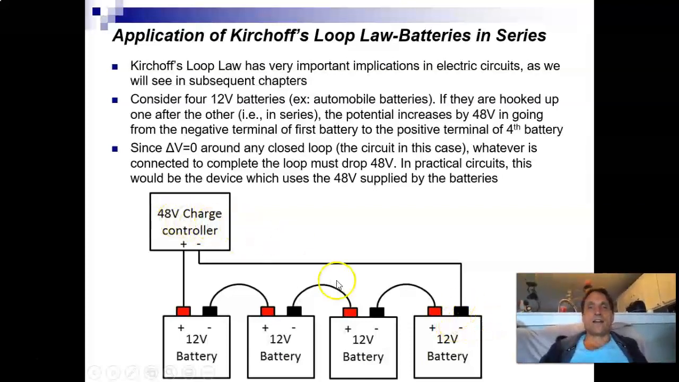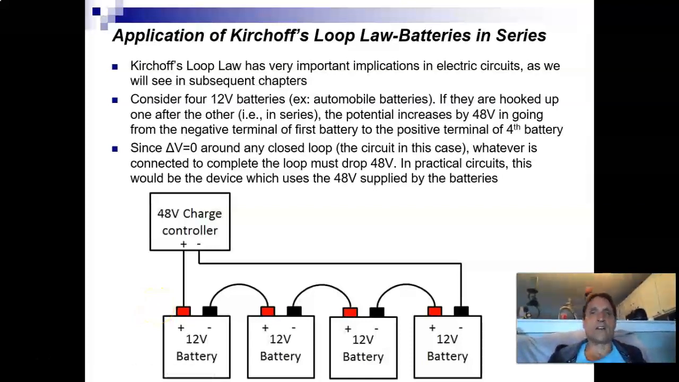So in practice, these 4 batteries would be used to supply energy to some circuit which is going to use it. This could be any device which is going to use the 48 volts from the battery. So the gain in voltage of 48 volts across the battery is going to be lost as it goes through here. In other words, the total voltage difference has to add up to zero around a closed path. And that's what's called Kirchhoff's loop law, or Kirchhoff's voltage law.